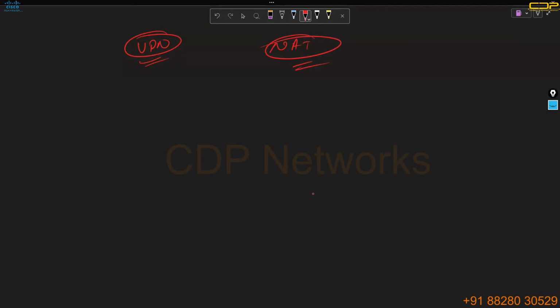I will share the UNL files also. If you find that a topology is too complex and you're not able to create it, you can just message on the group and I will share the UNL file. You can import it into your EVE-NG so that you will have the topology. I will not share the configuration part as a file, but I'm going to share it on Notepad.